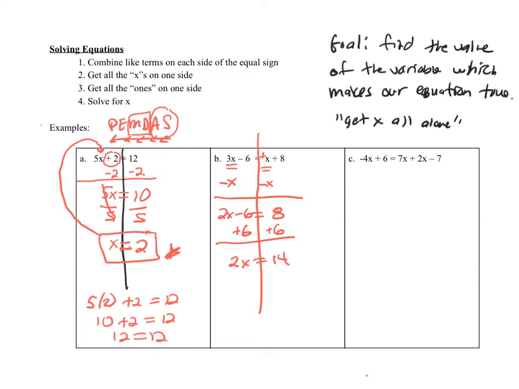8 plus 6 is 14. And then I'm going to get rid of multiplying by 2 by dividing by 2 on both sides. So that cancels, and my final answer is x equals 7.